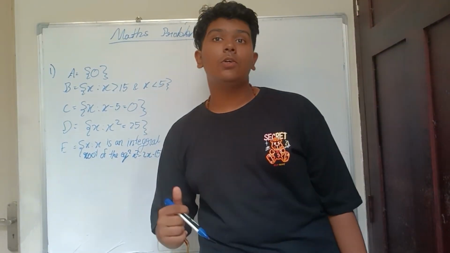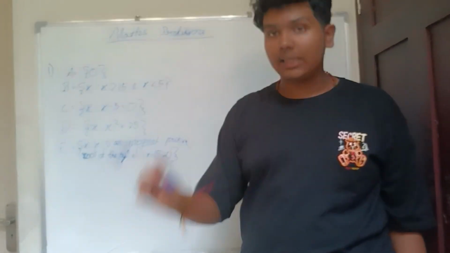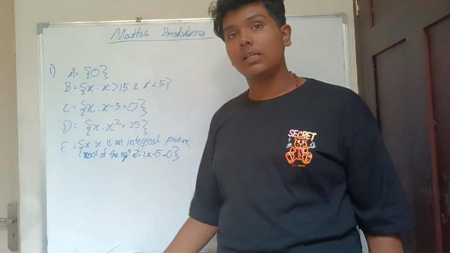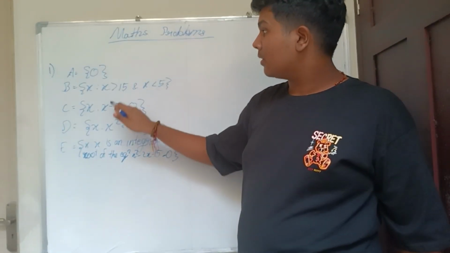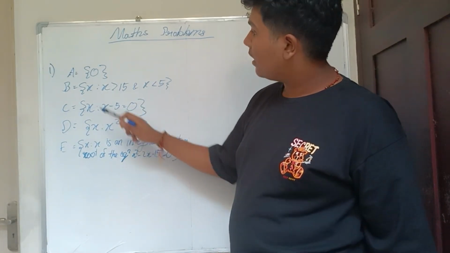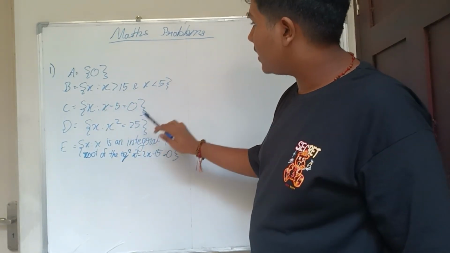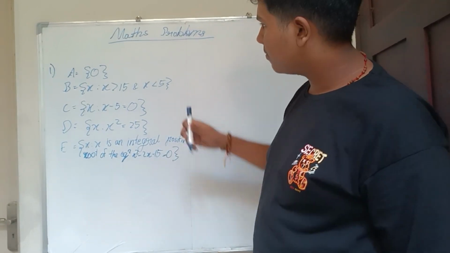So pause the video and try to solve it on your own. Try to find which of these will give you an equal set. If the sets are equal, give a reason. So A is equal to {0}. Do you think this will be equal? A is the set {0}. B: x is greater than 15 and x is smaller than 5. Is that possible? Let's see.